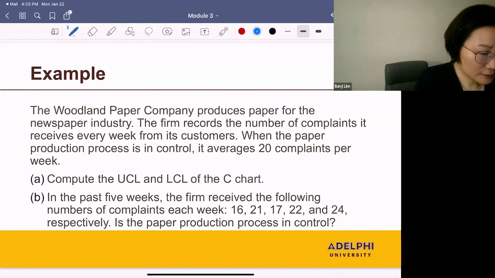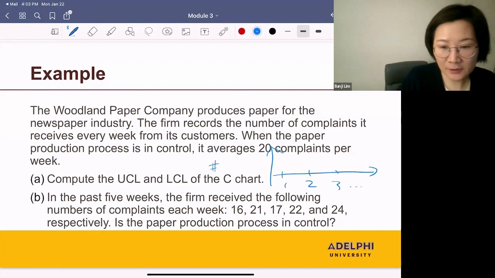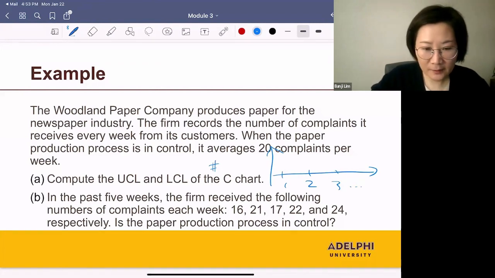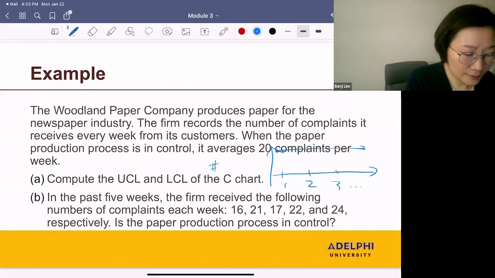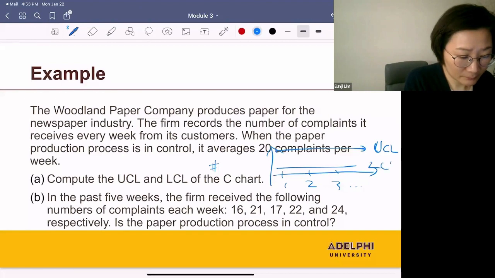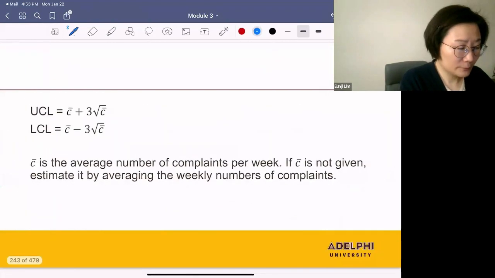So in the C chart, on the x-axis, we have every week, 1, 2, 3. On the y-axis, we have the number of nonconformities. In this case, we have the number of complaints. And we also have the upper control limit and the lower control limit. To compute these, we're going to use the following formulas.